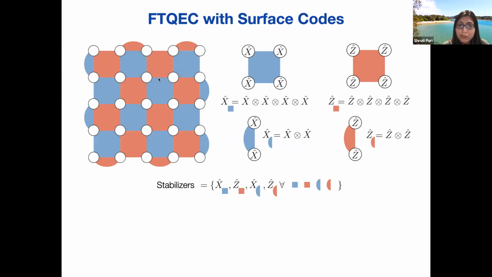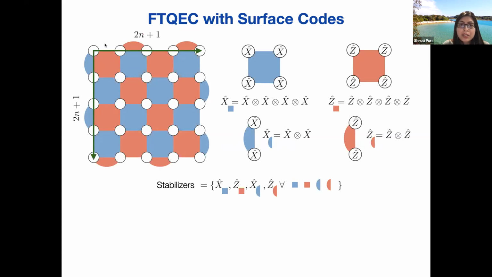So the X stabilizer is a 4-body X operator acting on the 4 qubits around the blue plaquettes, and the Z stabilizer is a 4-body Z operator acting on the 4 qubits around the red plaquettes, and at the edges you have the 2-body operators. So if there are no errors, if you measure these stabilizers, the measurement results will be +1. But if there are errors, if there's a Z error, then the X stabilizer will tell you about it because it will become -1. And if there's an X error, the Z stabilizer will become -1 and tell you about the error.